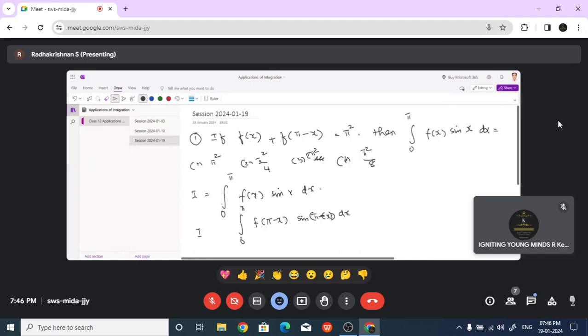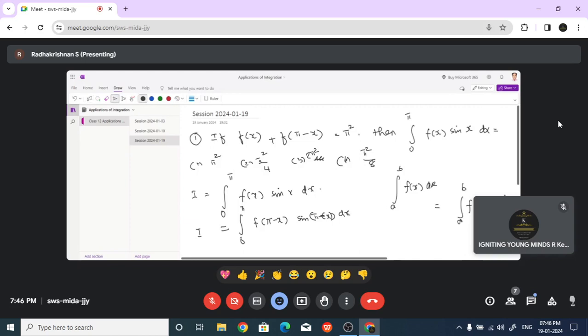So we'll use this here. So now can you proceed? Because this is the property of definite integrals: the integral from a to b of f of x dx is equal to the integral from a to b of f of a plus b minus x.